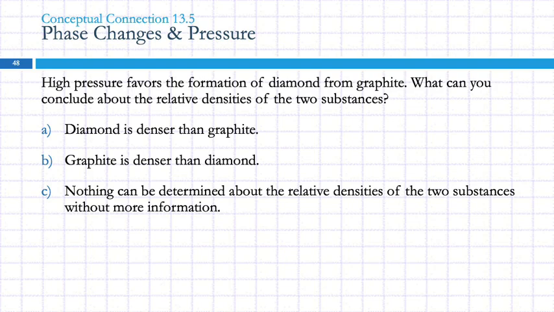What can you conclude about the relative densities of the two substances? Is diamond denser than graphite, or graphite denser than diamond? Or can't tell? The diamond is denser. So I'm taking the graphite and I'm compressing it and putting pressure on it, squeezing it, right, to make it more dense. And what I get is the diamond. So the diamond is more dense than the graphite.